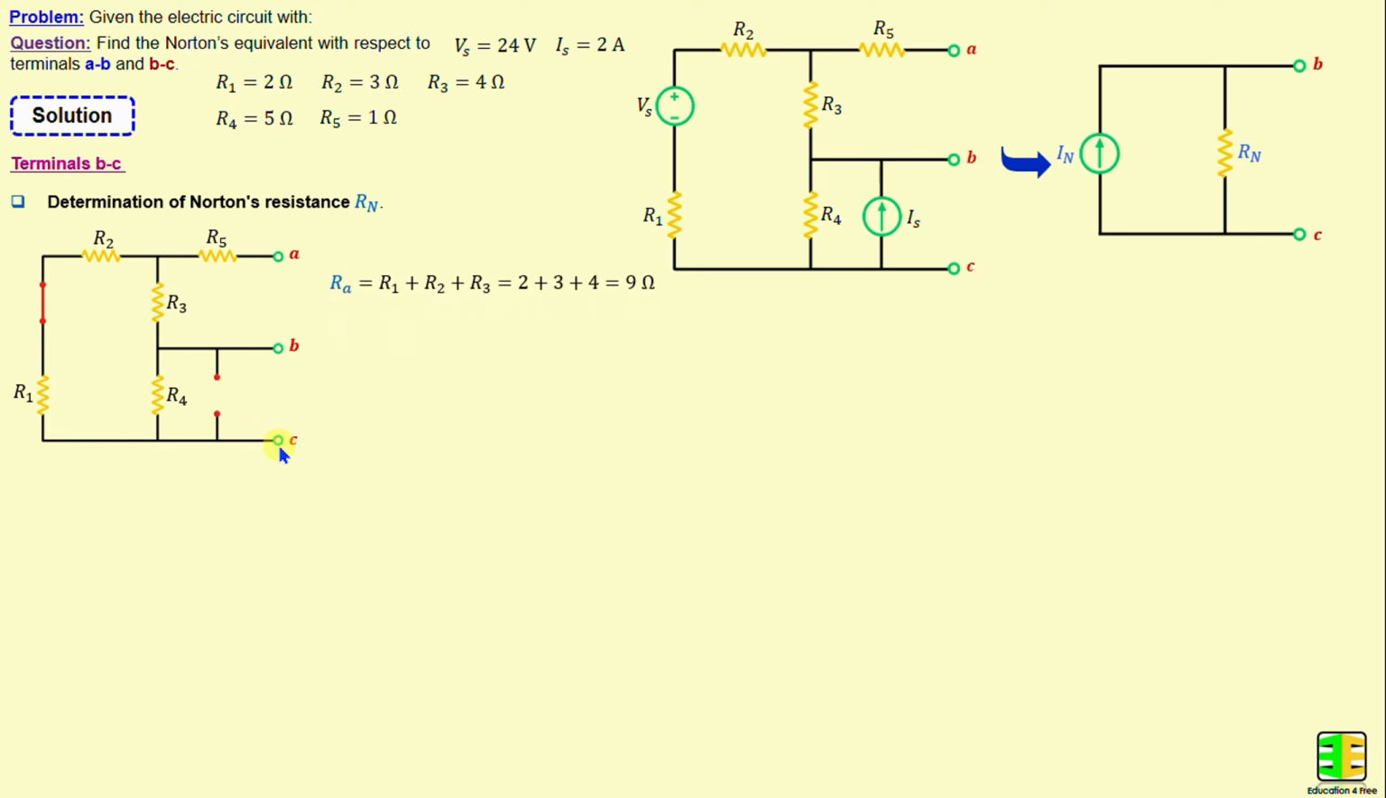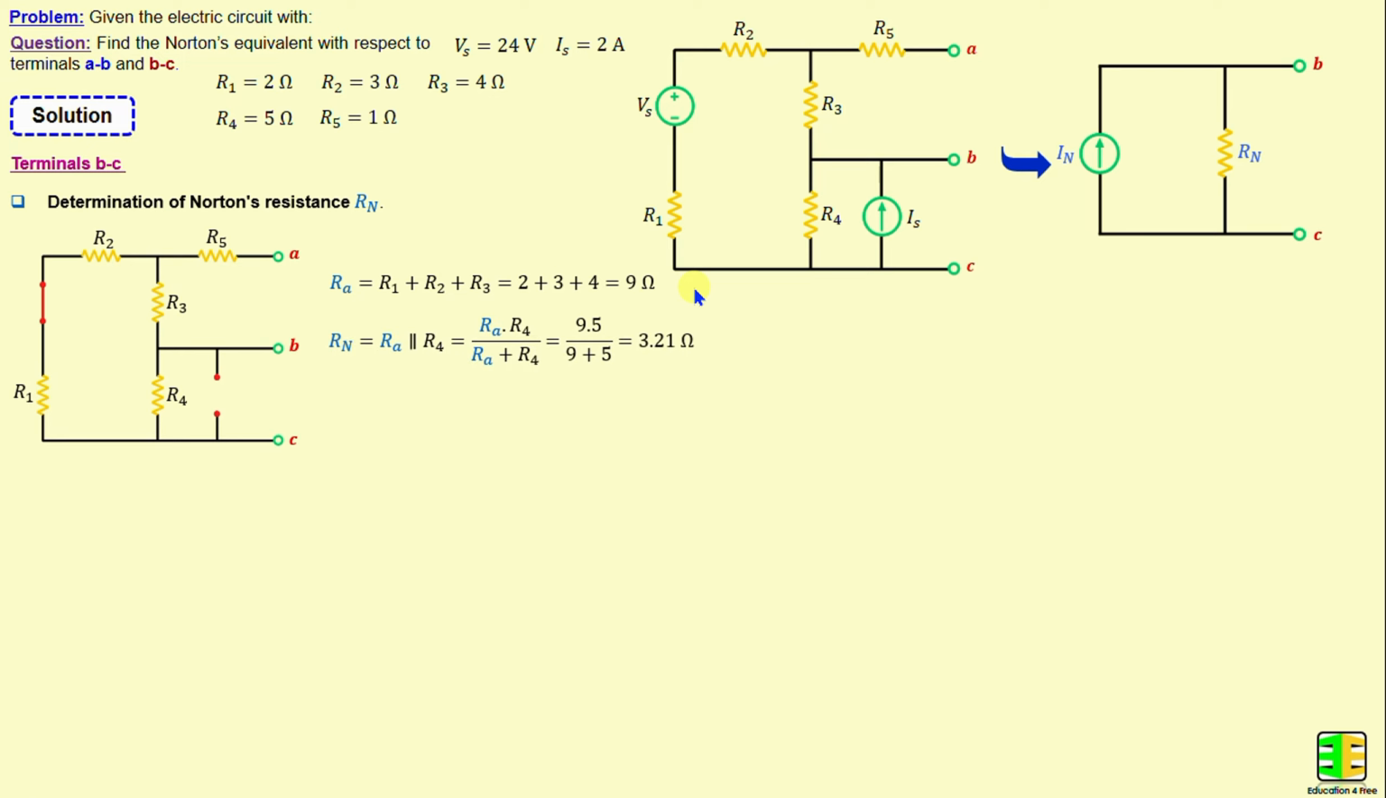I will consider first Ra is the series combination of R1, R2 and R3. That means Ra is equal to R1 plus R2 plus R3, and if we replace the resistors with their numerical values, we obtain Ra is equal to 9 ohms.